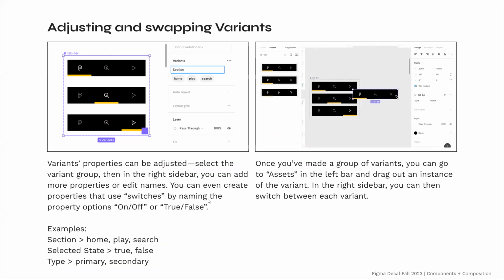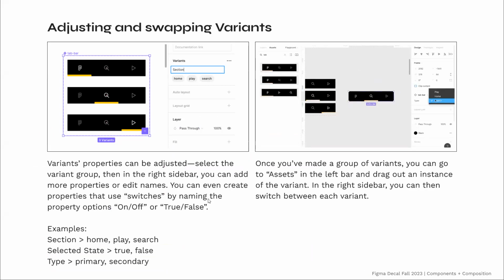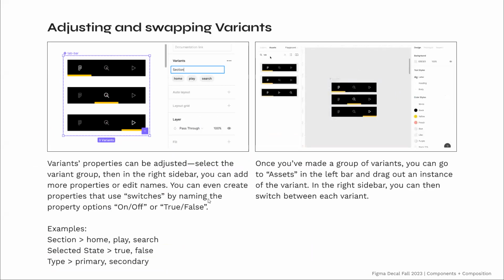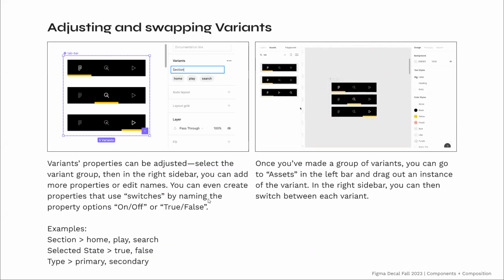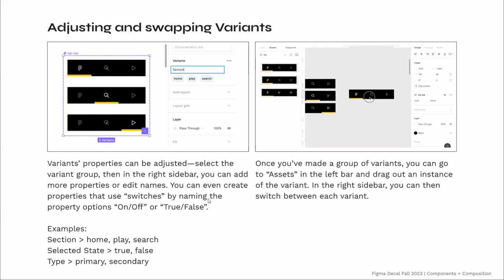Adjusting and swapping variants. Variant properties can be adjusted by selecting the variant group, then in the right sidebar, you can add more properties or edit names. You can even create properties that use switches by naming the property options on/off or true and false. Once you've made a group of variants, you can go to Assets in the left bar and drag out an instance of the variant. In the right sidebar, you can then switch between each variant.